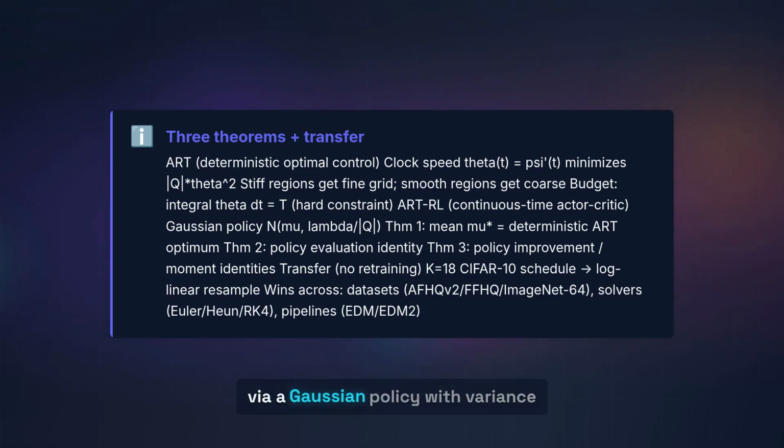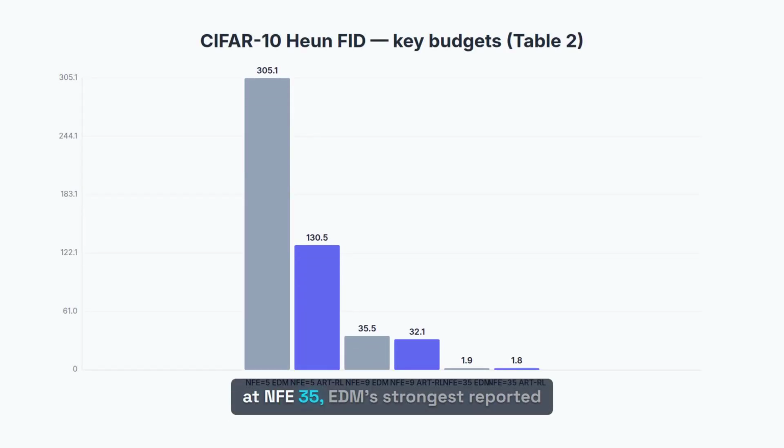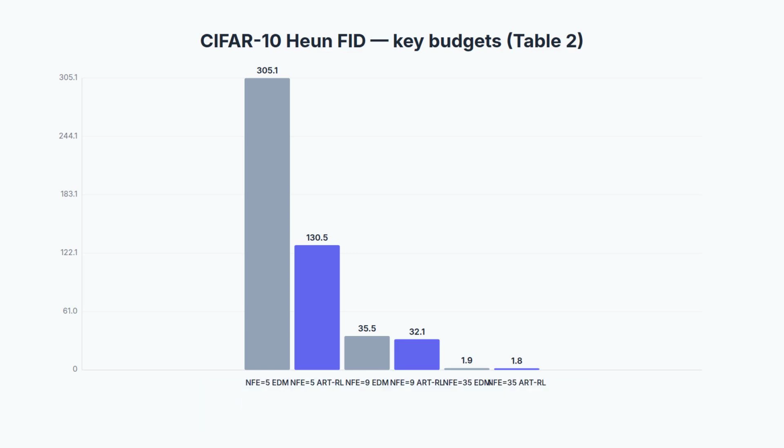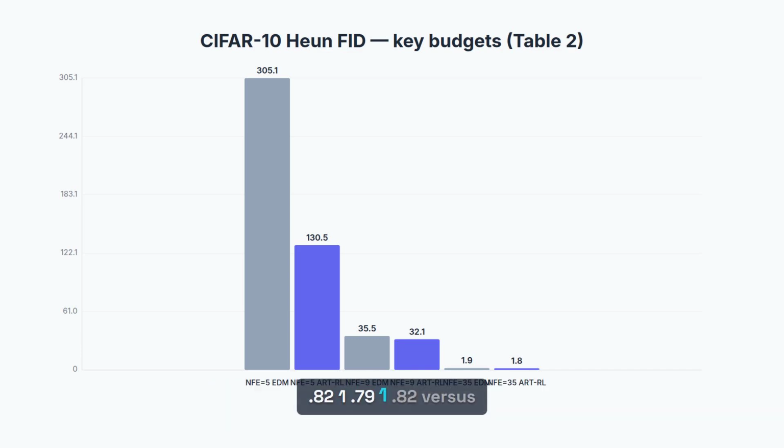ART-RL solves this via a Gaussian policy with variance inversely proportional to stiffness. Theorem 1 proves the mean of the optimal Gaussian policy is exactly optimal for the original deterministic ART problem. On CIFAR10 with Heun updates at NFE 35, EDM's strongest reported configuration, ART-RL achieves FID 1.82 versus EDM 1.85. Three matched 50,000-sample runs confirm robustness: ART-RL 1.82, 1.79, 1.82 versus EDM 1.85, 1.83, 1.85.